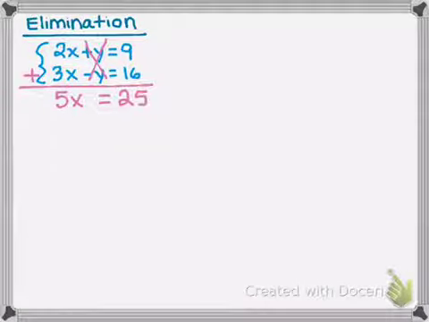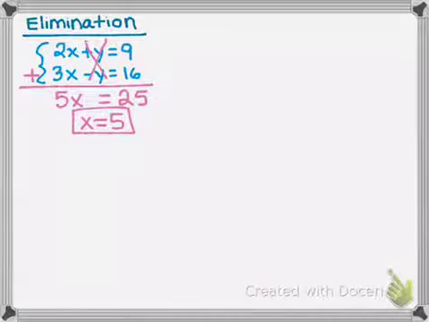So just by adding them down like it was given, we already eliminated y. We divide both sides by 5, and x equals 5. And we already have one variable solved for. So, like we did in the substitution problem where we took that x value, plugged it back in, and found the y, we're going to do the same thing.